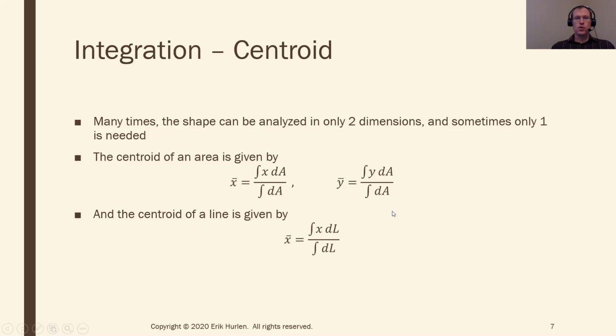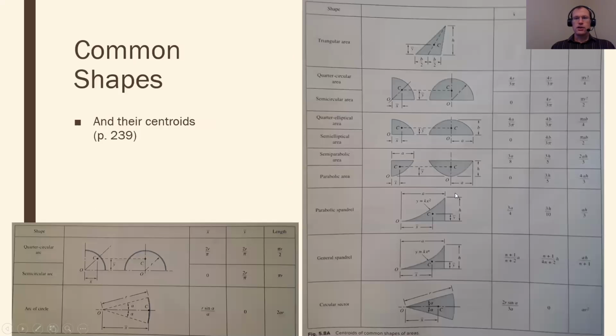There's also certain cases where we want to find the centroid of a line. So a line being basically one-dimensional. So now instead of dA, we're down to dl. So the centroid of a line, integral of x dl over integral of dl. Again, the bottom is just the same as the total length L. So that's the integral method.